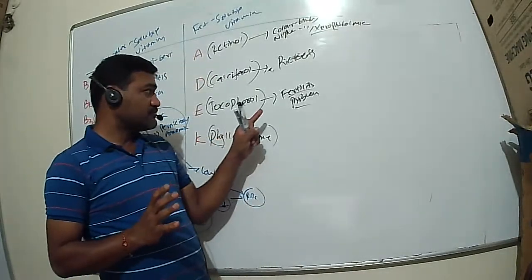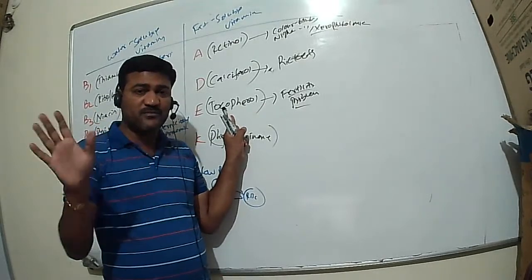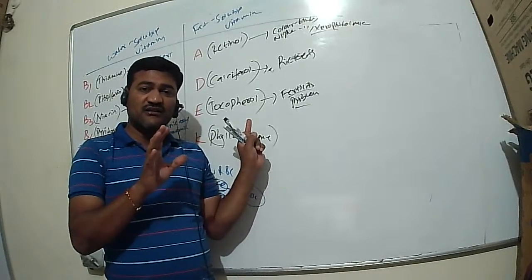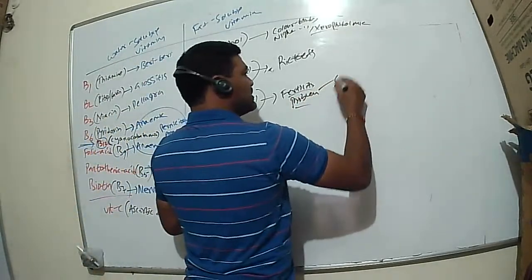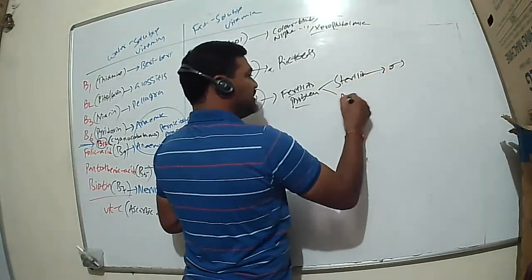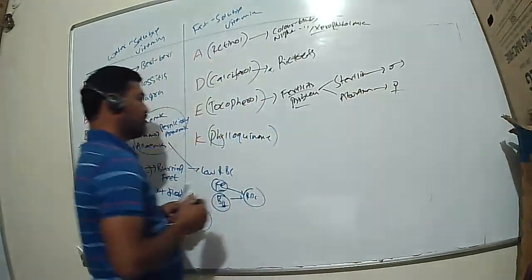So if tocopherol is not present in males, it causes sterility, no sperm production. And if there is no tocopherol in pregnant mothers, it results in abortion. So it causes sterility in males and abortion in females, like that.